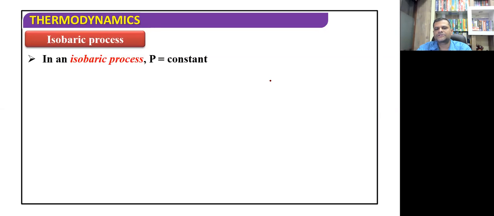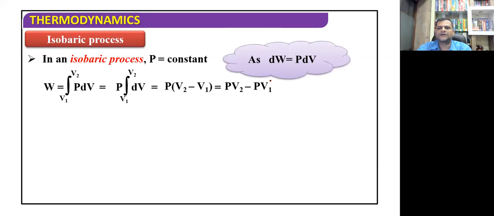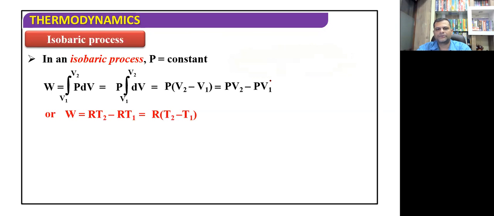And isobaric process के अंदर क्या होता है? Pressure remains constant, and since pressure is constant, in the formula for work done, the pressure P can be taken out of the integration sign, and we are left with integration of dV from V1 to V2, which happens to be V from V1 to V2, which becomes V2 minus V1, and hence we can say that this is P into delta V. This is the formula for work done in case of isobaric process.